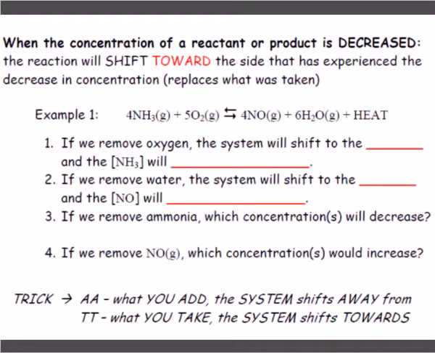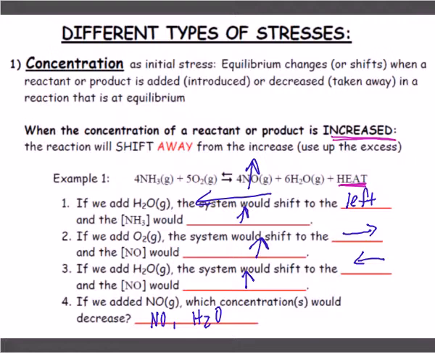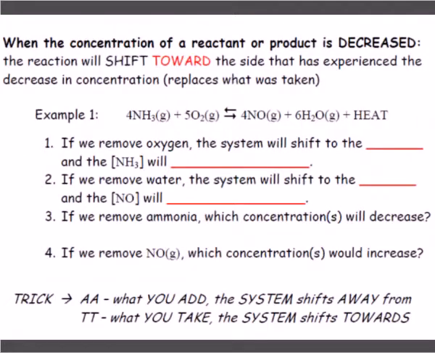Again, guys, if we increase the concentration, we go away from where the increase was. And that should make sense. Now we're going to do the opposite. What happens if we remove or decrease our concentration? Now we're going to go to where we decreased it. If we decrease the concentration, we shift toward the side that has decreased its concentration.